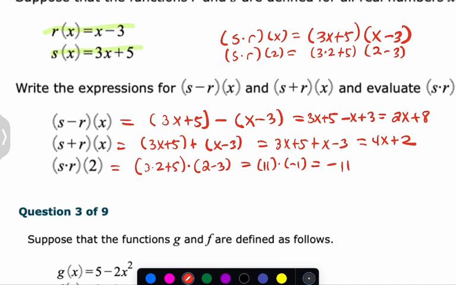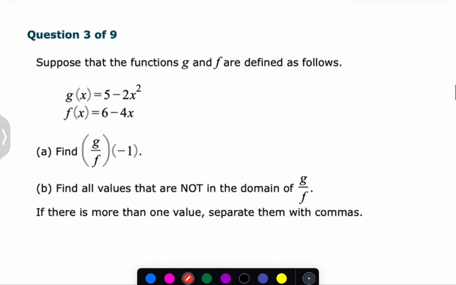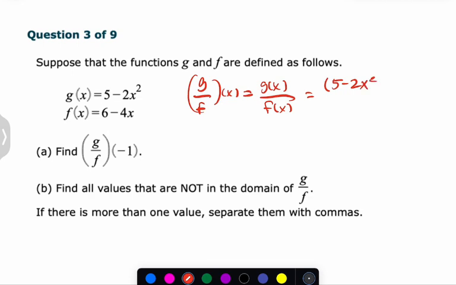Okay. Now for these ones, we have a g of x and an f of x function. And the first thing they ask us to find is g over f at -1. I'm going to just write what g over f of x is, just so we'll get in the habit of seeing that notation. So that's really just g of x divided by f of x. That's really just our g function on the top of our fraction, the f function on the bottom.